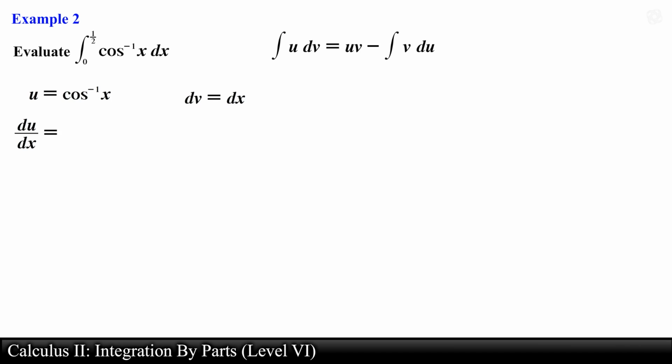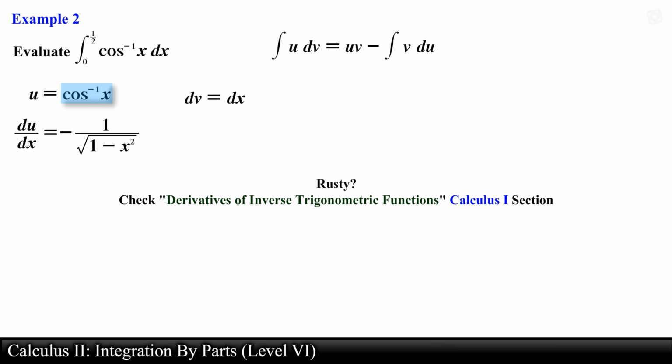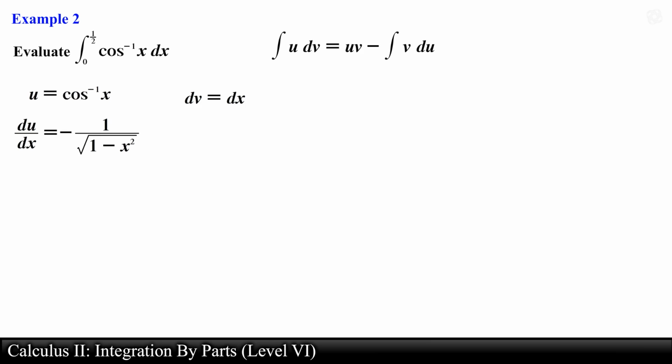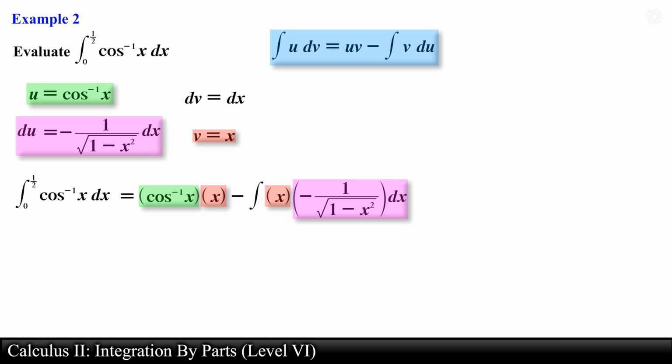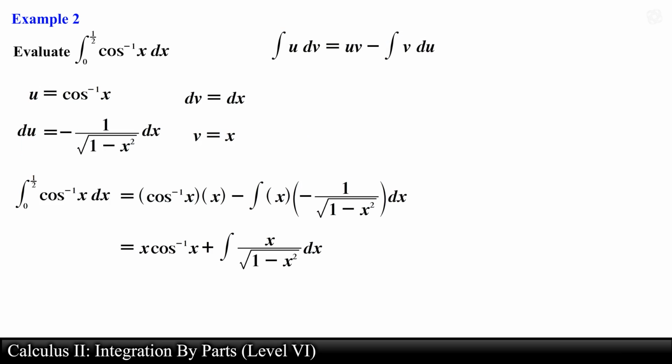Having selected our u, we take its derivative, which is equal to negative 1 over the square root of 1 minus x squared. If you forgot how to take the derivative of arc cosine of x, I advise you to check the video titled Derivatives of Inverse Trigonometric Functions in the Calculus 1 section. Alright, having done that, we solve for du. Next, we take the integral of dv to find v, which is equal to x. Now that we have all the required functions, we substitute them into the integration by parts formula. Doing that, we have the following.